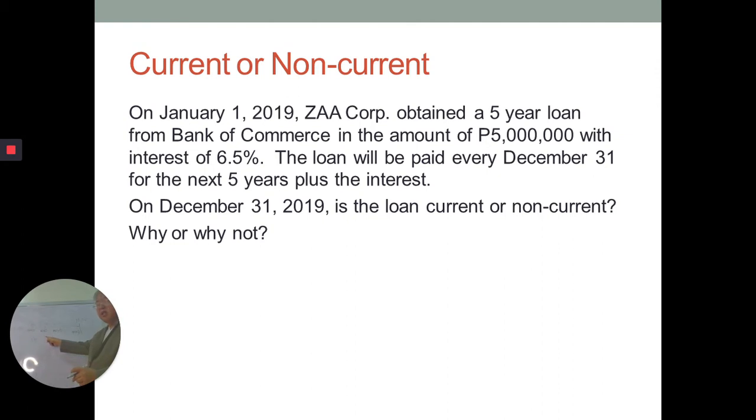So therefore, the other 3 million will be paid after December 31, 2020. So therefore, the 1 million is considered current. And this 3 million is considered non-current liability. So when you present this in your statement of financial position under liabilities, you present the 1 million as current liability, and the 3 million pesos as non-current liability. Okay, do you understand? Okay, let's proceed.